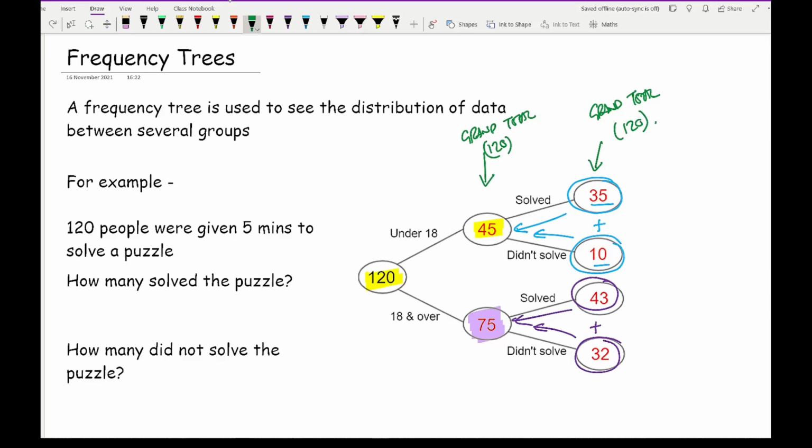Now in this particular question it's asking me how many solve the puzzle. Well, solve the puzzle is going to be 35 plus 43, which gives me an answer of 78. And how many of those did not then go on to solve it? Well, that's going to be 10 plus 32, which gives me an answer of 42.